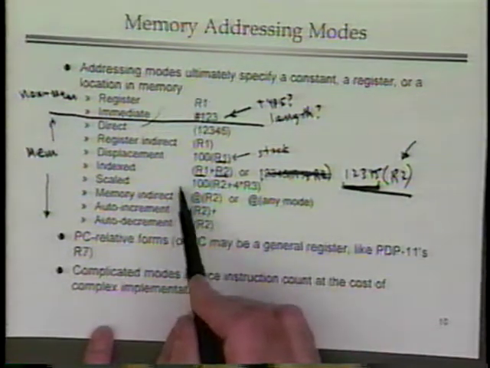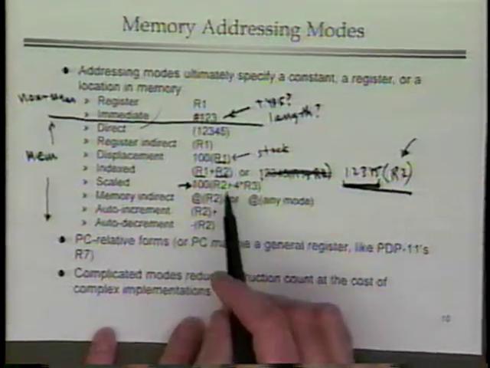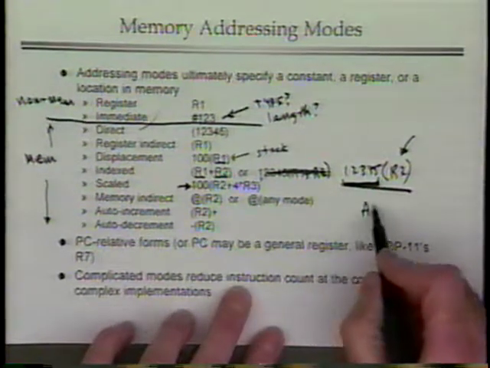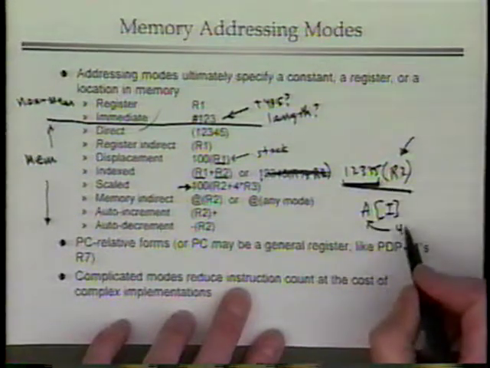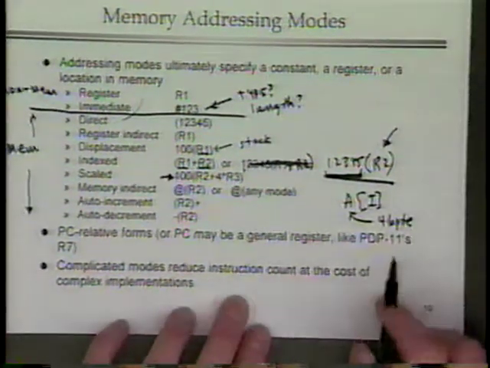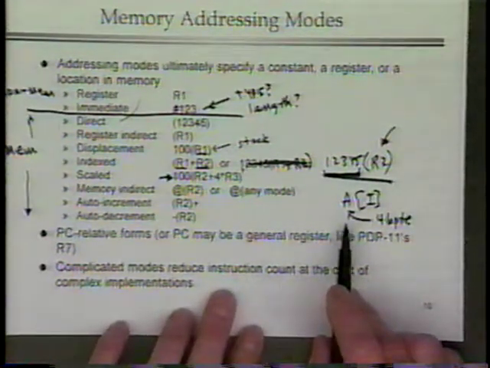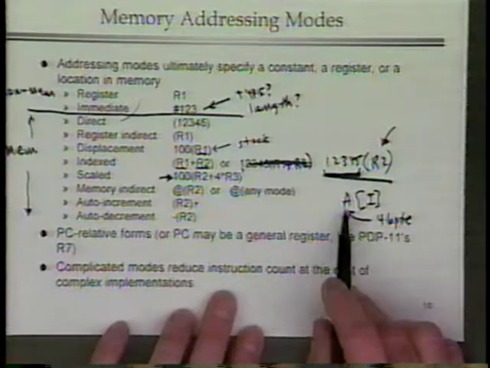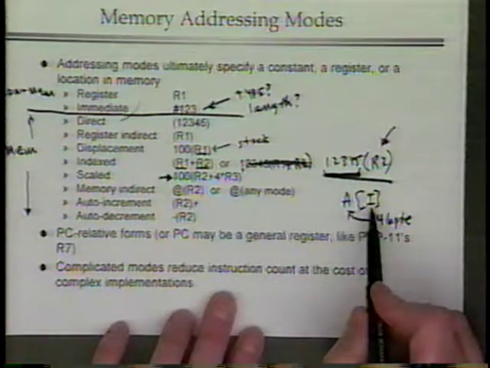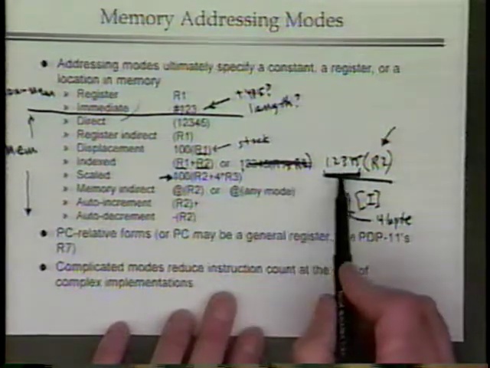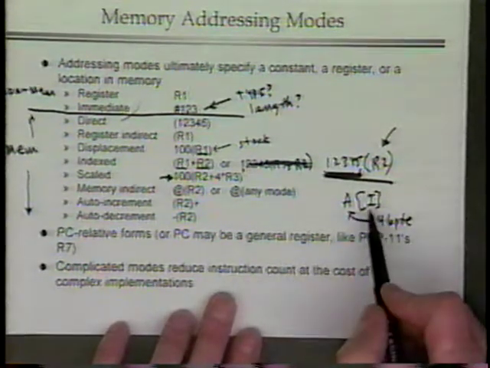The next elaboration is scaled indexing, and that takes notice of the fact that for doing array indexing, if you're doing something like A sub I, if A is a 4-byte array, which is to say it's a collection of elements, each of which is 4 bytes long, and you want to reference A sub I, you can't just use one of these indexed or displacement modes and put I in the register and use A, let's say, as the displacement or as the base of the variable, because you've got the first multiplied by 4.